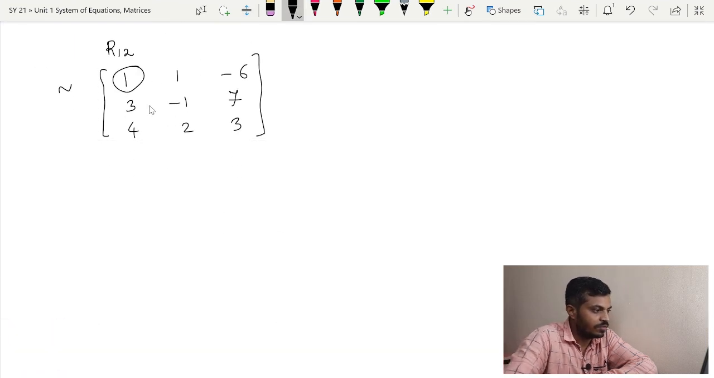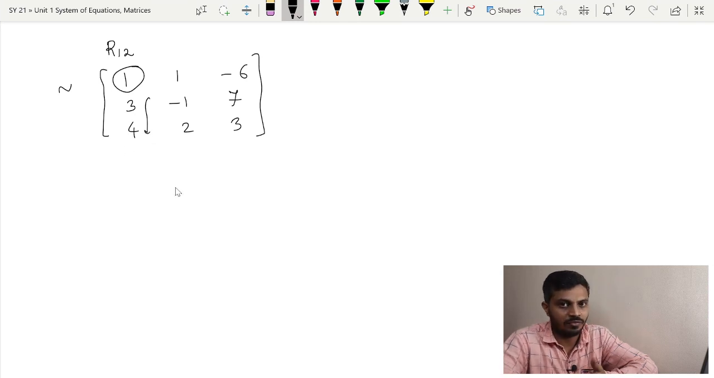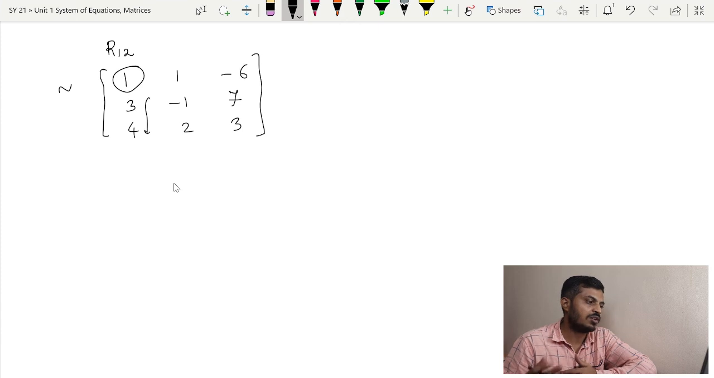and now we will make use of this 1 to make this 3 as 0 and 4 as 0. Can you guess the elementary row operations? That will be R2 minus thrice R1 and R3 minus 4 times R1. So the rest of the things I leave it to you. So hereafter you solve it on your own and send me the solution.